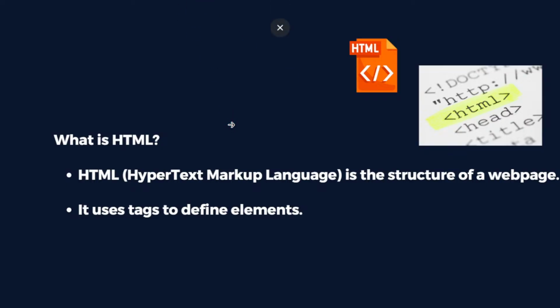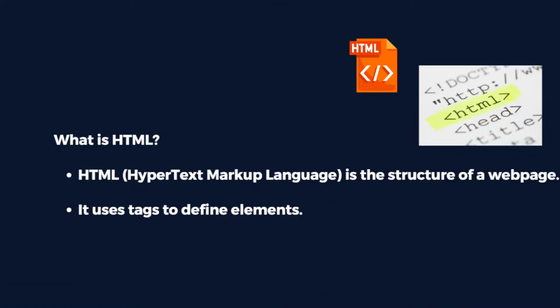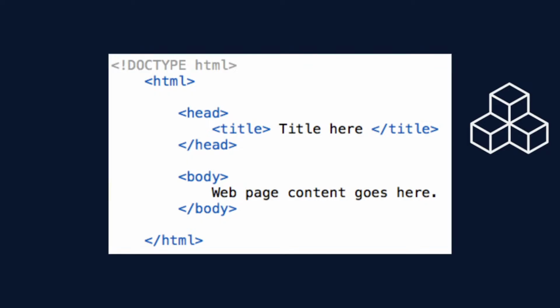HTML is HyperText Markup Language. It's the structure for a website. Whenever we create a website, we need to have some structure, like building blocks. So this is an example of HTML. First we declare the document type as HTML, then the html, the head, and the body. In the title we have the title of the web page.